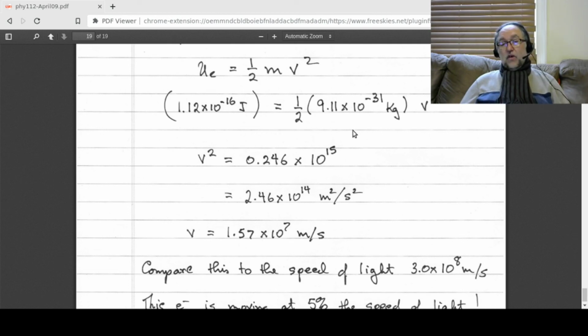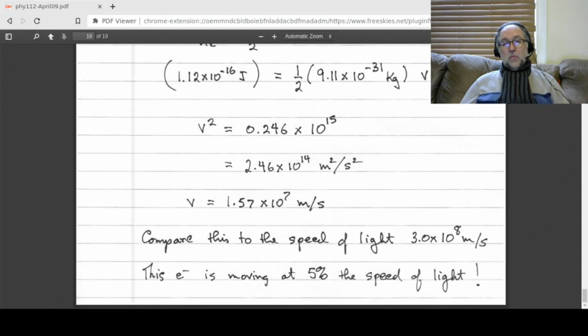Well, because an electron is very, very light. And so the only thing we can really compare that speed to is the speed of light, the fastest known speed in the universe. Nothing travels faster than the speed of light in a vacuum. So the speed of light in a vacuum is 3 times 10 to the 8 meters per second, and this is 1.57 times 10 to the 7 meters per second. So roughly speaking, this electron is traveling at 5% the speed of light. And that is very, very fast.